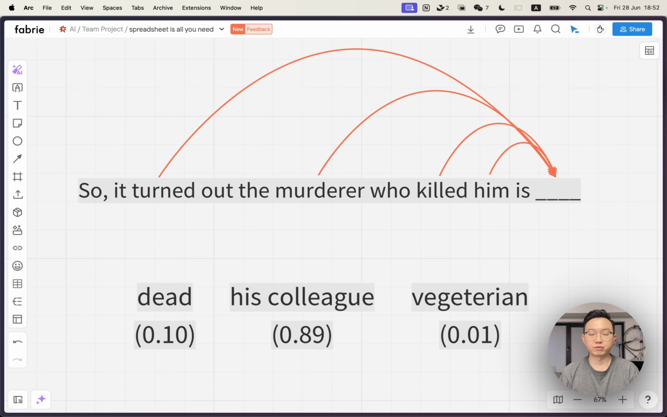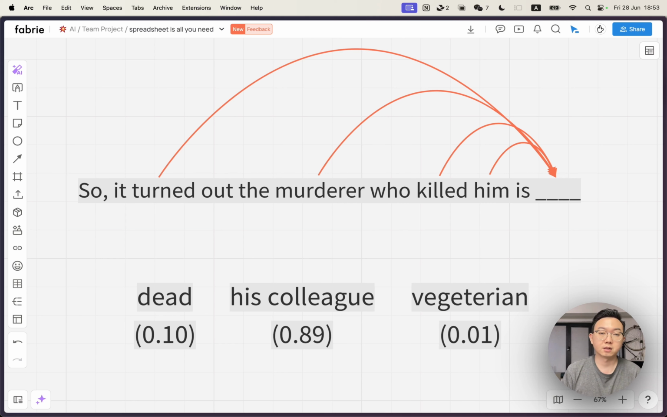Let's imagine ourselves being the transformer itself. When you see this sentence, you're trying to guess, okay, what would be the next word? In your calculation, what you might see is the word dead, and you'll have his colleague, and then also the word vegetarian.